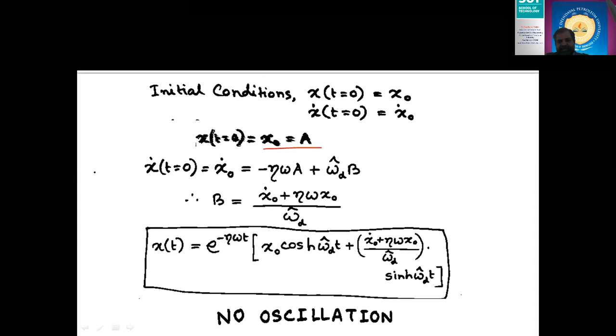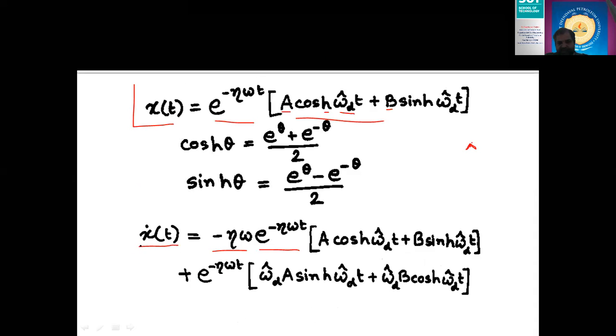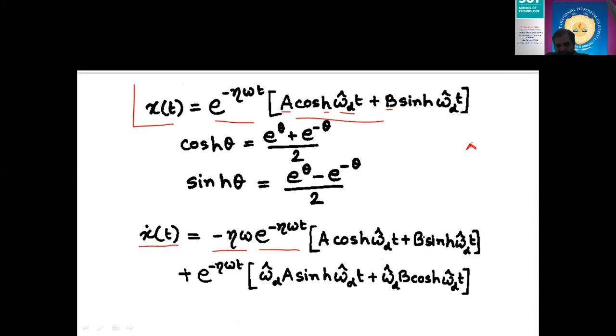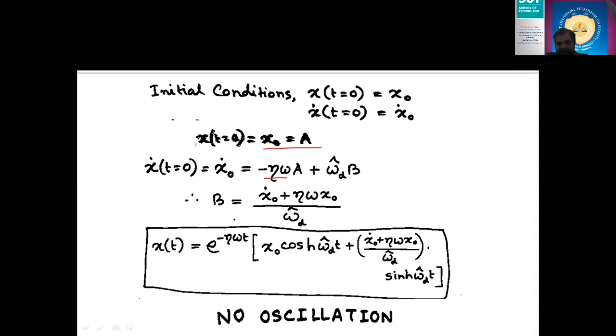Now put t equal to 0 in this equation. So x dot at t equal to 0: minus eta omega, e raised to 0 is 1, so minus eta omega will come. Then in the bracket I'm putting t equal to 0. So cosh 0 is 1 into A, which is A, plus B sinh 0, this will be 0. So in the bracket this will be A. So minus eta omega into A.